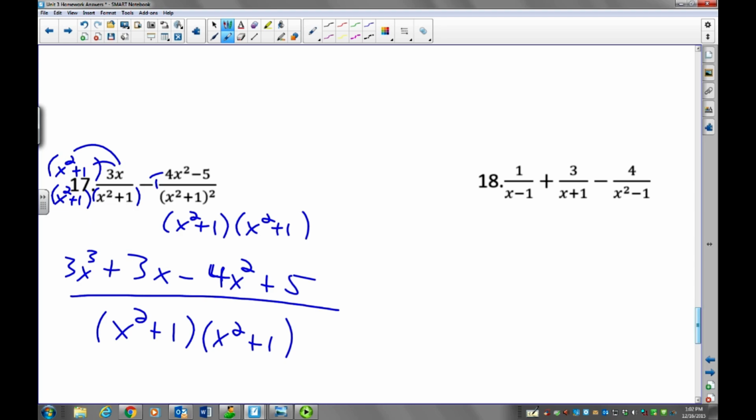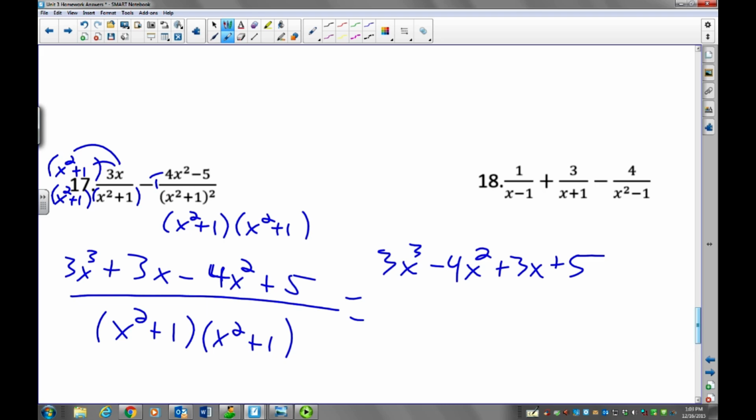Okay, so we'll finish this off here, number 17. So we need to collect like terms, and really they're all there unless that can factor out more, which it might be able to by grouping, but first let's put them all in order. So we're going to do a 3x cubed, what's the next power? Is it a 2? Yeah, an x squared. So 3x cubed minus 4x squared. And then we have a plus 3x and then a plus 5. And then we're going to put that all over x squared plus 1 times x squared plus 1.